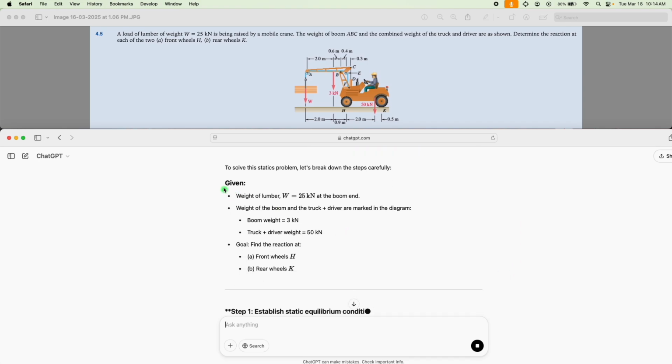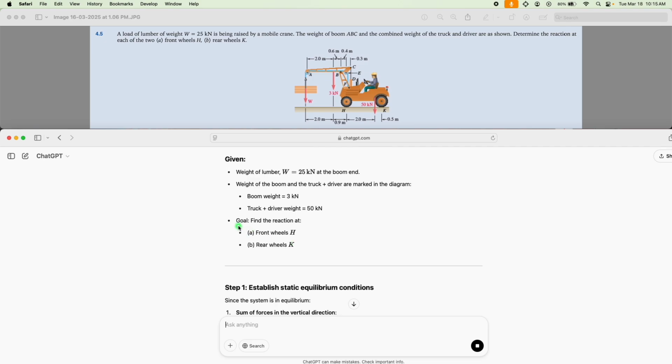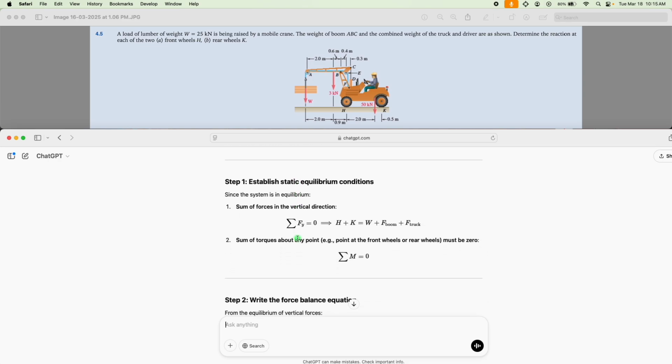All right, to solve this statics problem, let's break down the steps carefully. Given weight of lumber, W equals 25 kilonewtons at the boom end. All right, that's what we got here. The boom weight, 3 kilonewtons, and the truck and driver weight, 50 kilonewtons. Goal: to find the reaction, meaning the force, at front wheels H and K. All right, so it understands the problem.